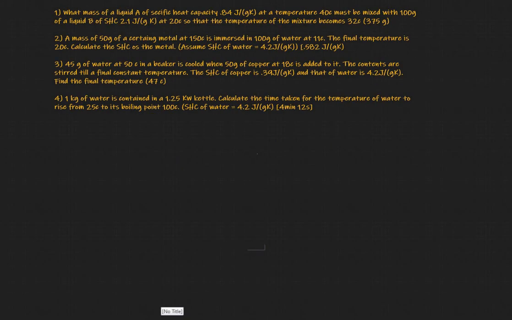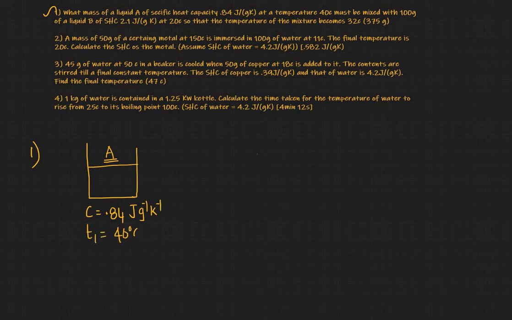The key to problem solving in calorimetry is to encode the problem in the form of a diagram. So let's look at the first problem. What mass of liquid A must be mixed with 100 gram liquid? We know there is liquid A, so let's draw that, and labeling this is very important. So A, specific heat capacity is 0.84 joules per gram per Kelvin at a temperature T1 of 40 degrees Celsius.